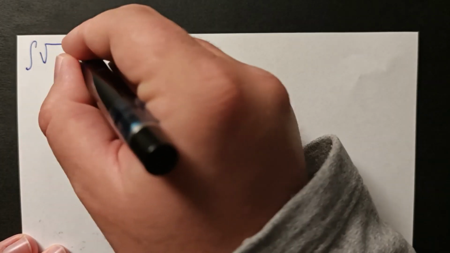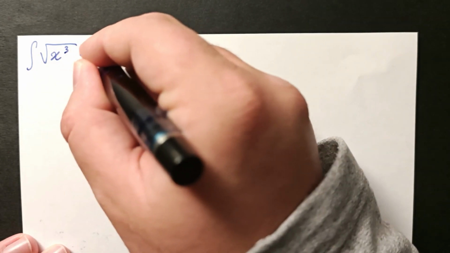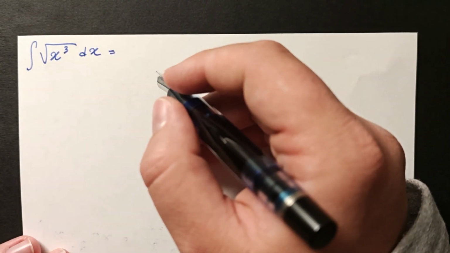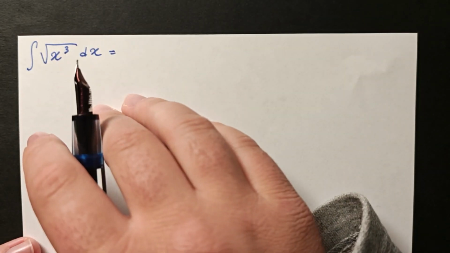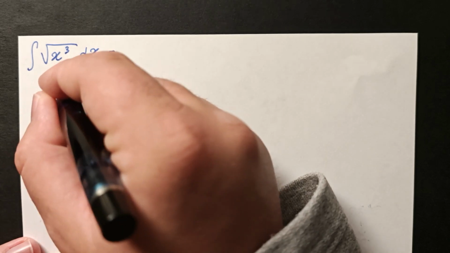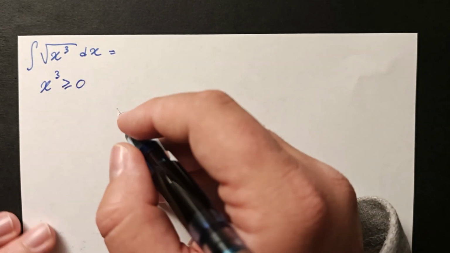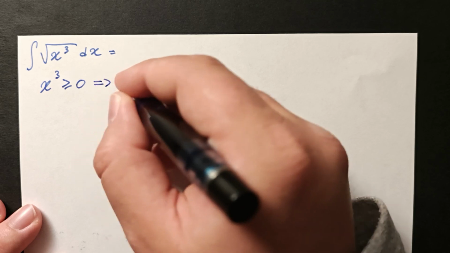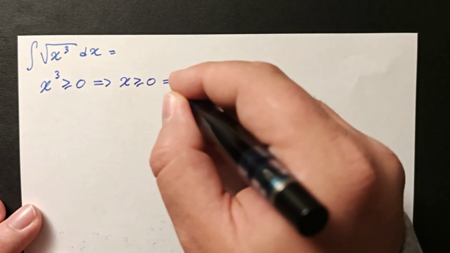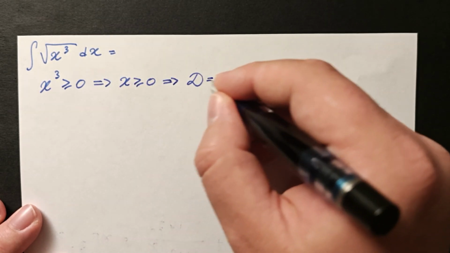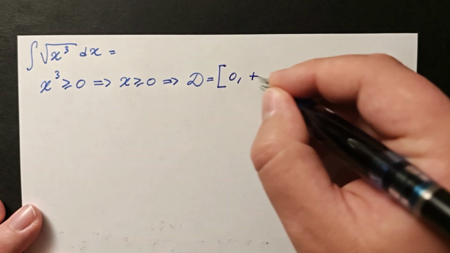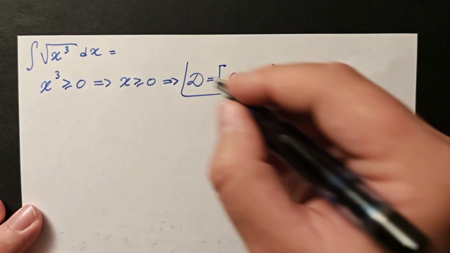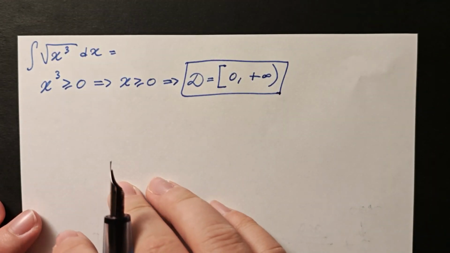The next integral which we have on our list is an integral of a square root of x cubed dx. Now this integral is well defined only when a square root function is well defined, and that means that x cubed has to be larger or equal to 0. Therefore x has to be larger or equal to 0, and that means that the area in which this integral is well defined is an interval from 0 to positive infinity, which includes number 0 in it.